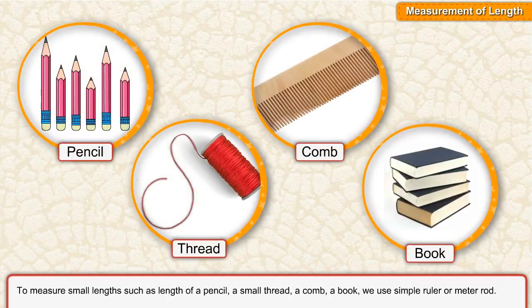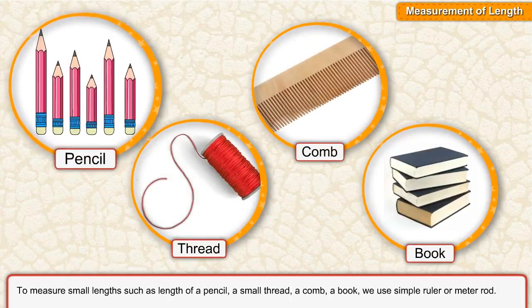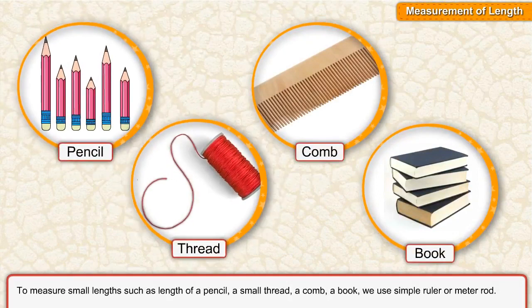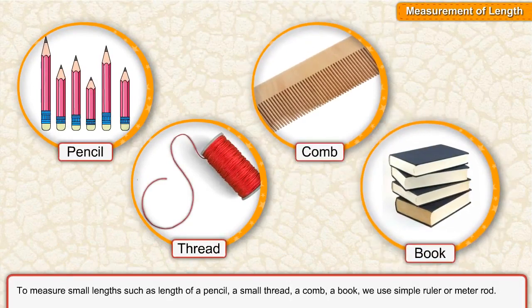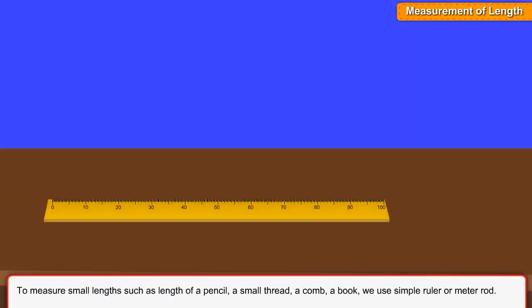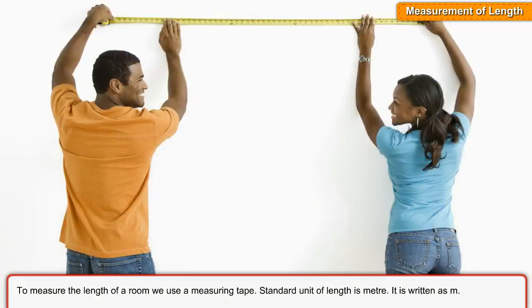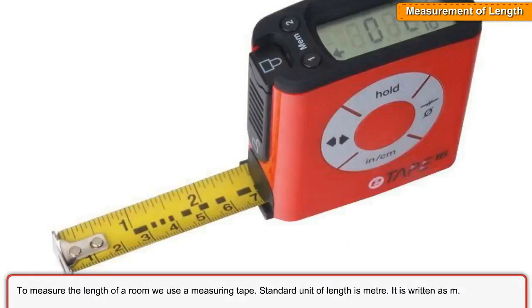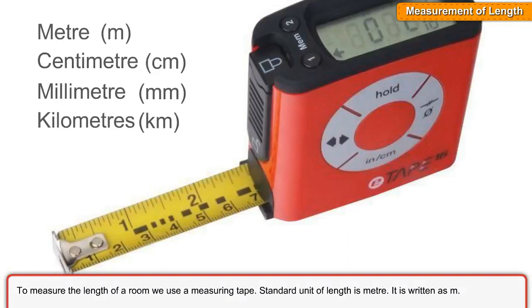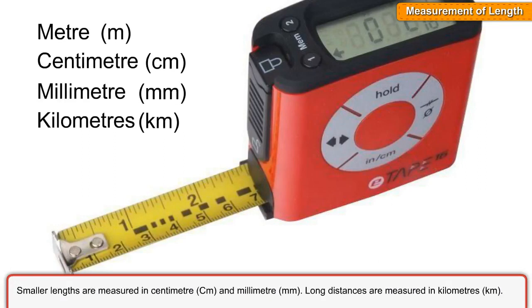To measure small lengths, such as length of a pencil, a small thread, a comb, a book, we use simple ruler or meter rod. To measure the length of a room, we use a measuring tape. Standard unit of length is meter. It is written as m. Smaller lengths are measured in centimeter, cm, and millimeter, mm. Long distances are measured in kilometers, km.